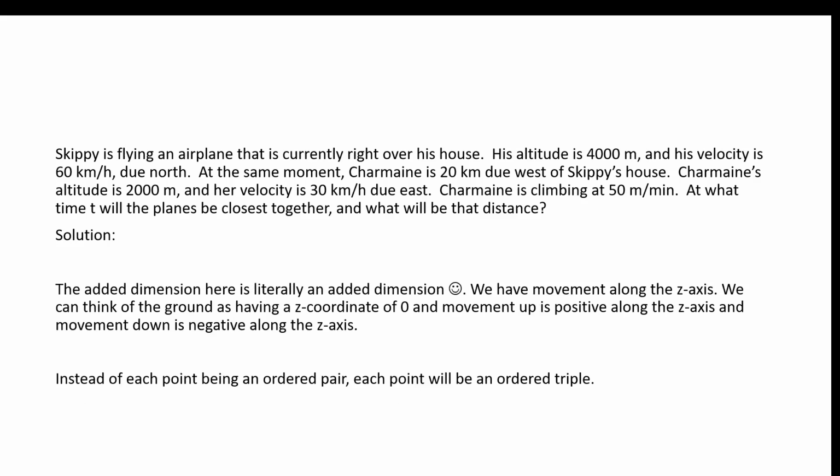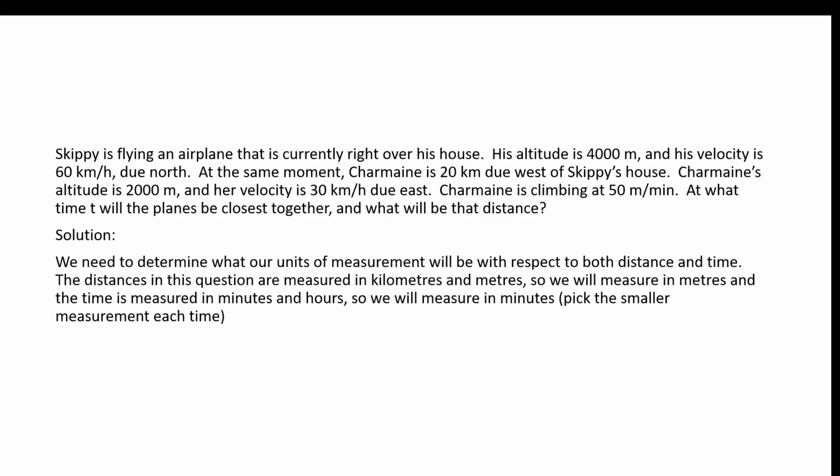The added dimension here is literally an added dimension. We have movement along the z-axis. We can think of the ground as having a z-coordinate of 0, and movement up is positive along the z-axis, and movement down is negative along the z-axis. Instead of each point being an ordered pair, then, each point will be an ordered triple.